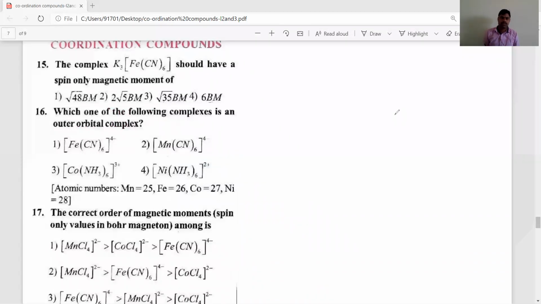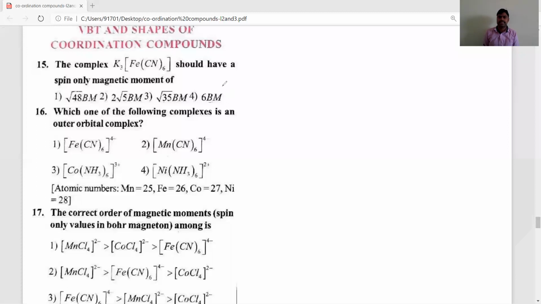What is the 15th question, dear students? K3[Fe(CN)6] should have the spin-only magnetic moment asked. See the given complex K3[Fe(CN)6]. The iron is the central atom, and the oxidation state of iron is +3.